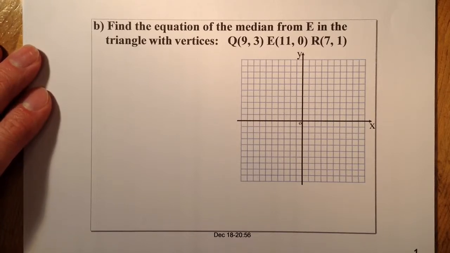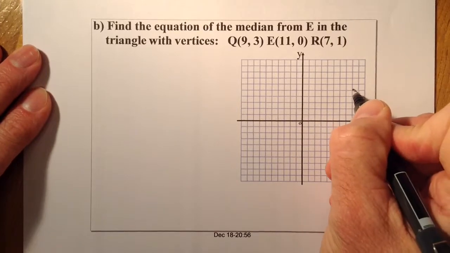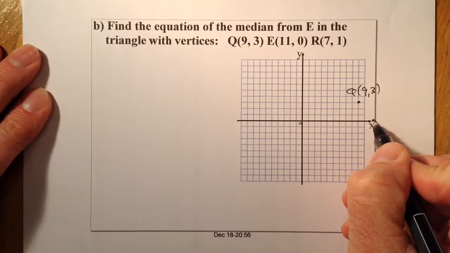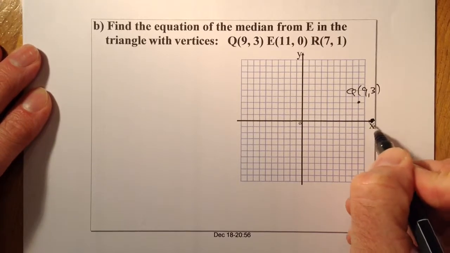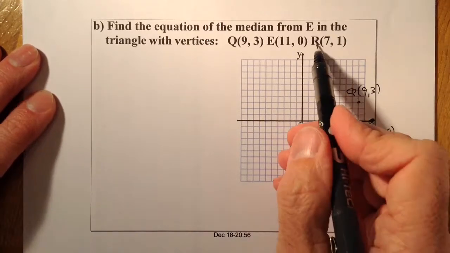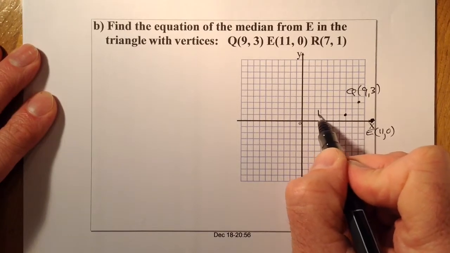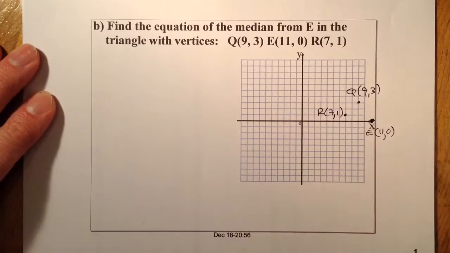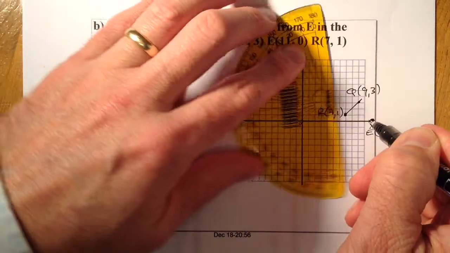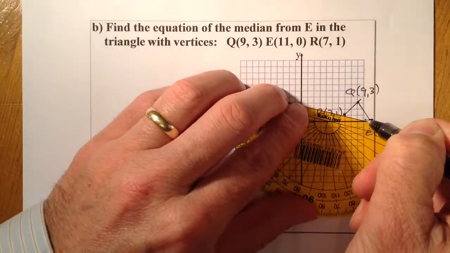Well, let's plot the points first. So the point 9, 3, so that'd be 9 there and 3 there. So that's point Q, and that's 9, 3. 11, 0, so just off here, so I'll just go to there. That point there would be the point E, and that's 11, 0. And I've got R, which is 7, 1. So 7 along, 1 up. So quite a small triangle we've got here. So point R, 7, 1. Let's just draw the triangle up. Okay. And there we go. So quite a small guy there.